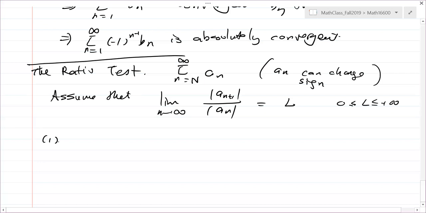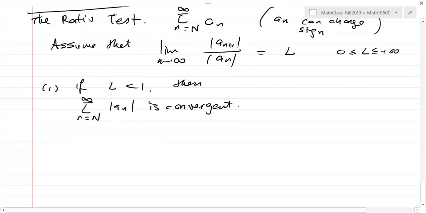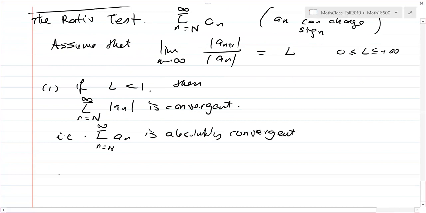So we conclude that if L is less than one, then this is convergent. Of course, the series is absolutely convergent, right? So this is a strong result. In other words, the series is absolutely convergent. And then what happens if L is greater than 1?